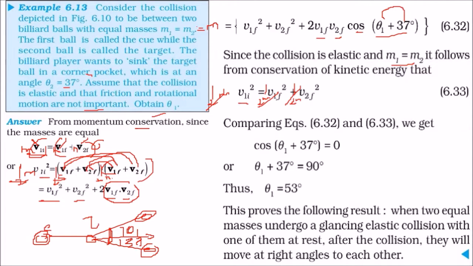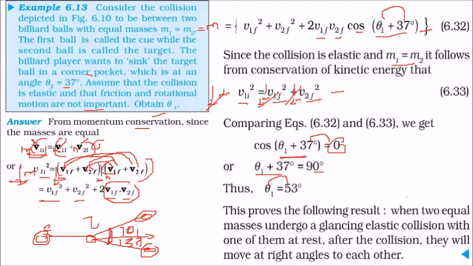So V1 initial will be equal to V1 and V2 final. Let us take this one and this one. Now compare these two. So you get cos of theta 1 plus 37 is 0. Theta 1 plus 37 being 0 means this has to be 90 degrees. So theta 1 becomes 53 degrees.